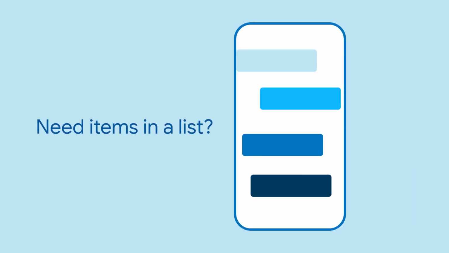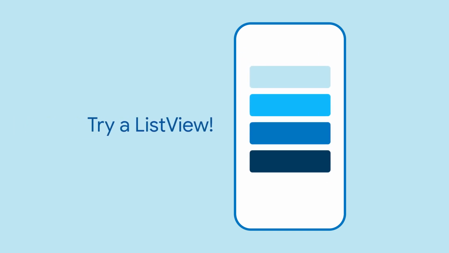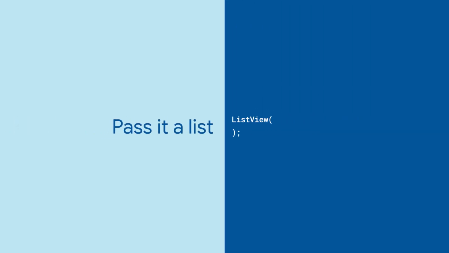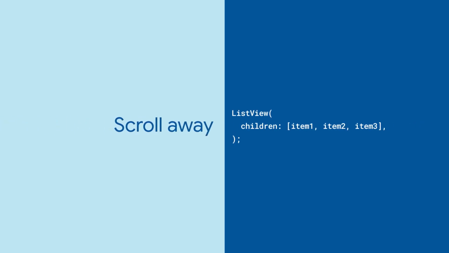Have you ever had a set of items that you wanted to appear in a scrollable list? ListView is a widget that does just that. At its simplest, you give it a list of items and it handles the rest. What do you mean by the rest, you might ask?